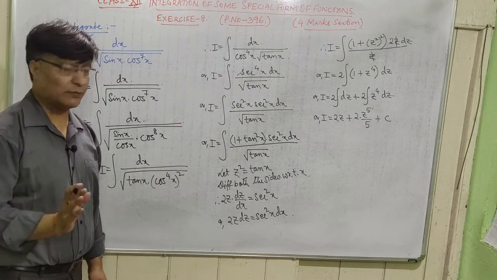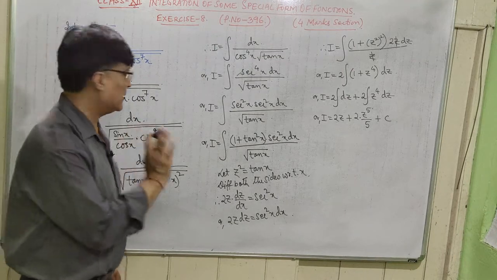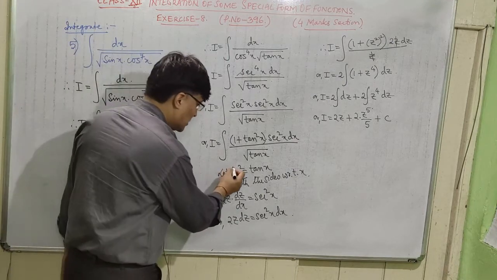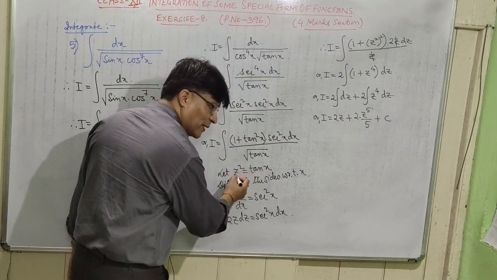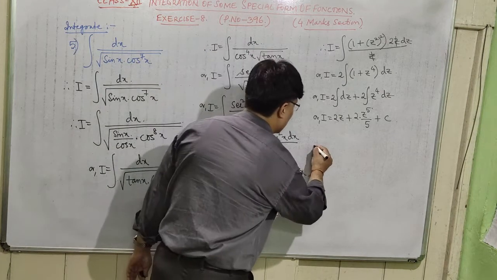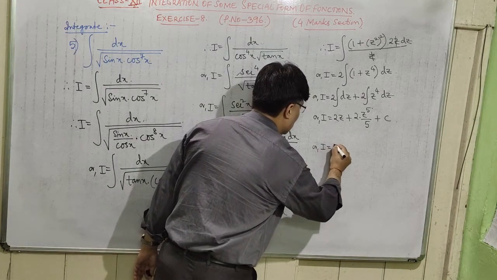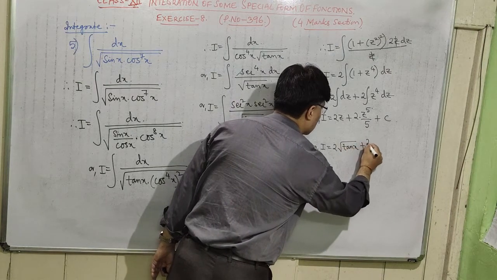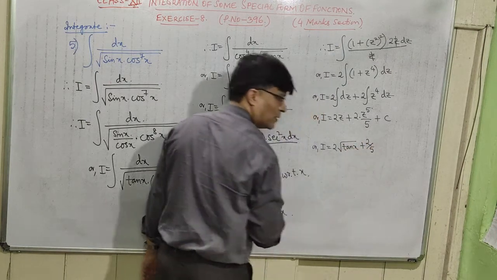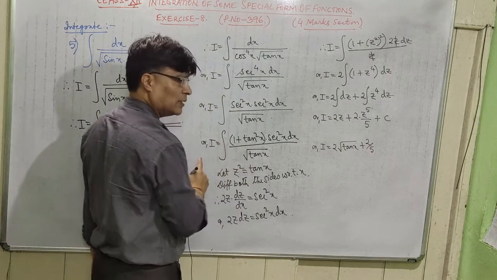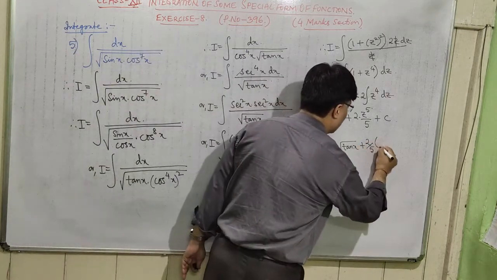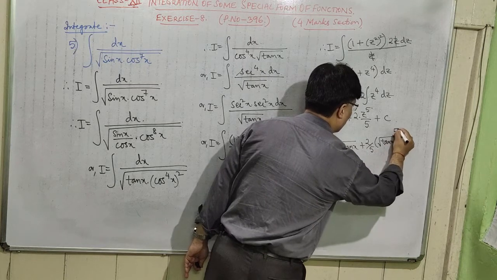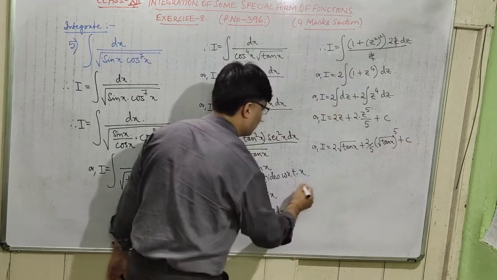So I think you have understood it. Okay, now you have to put the value for z. So what is the value for z actually? Since z square is equal to tan x, what is the value for z? It is root over tan x, or I is equal to 2 root over tan x plus 2 by 5, and this z is root over tan x. You can write root over tan x whole to the power 5 plus c.